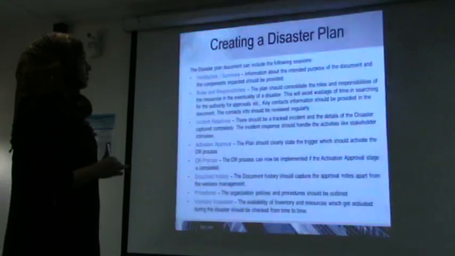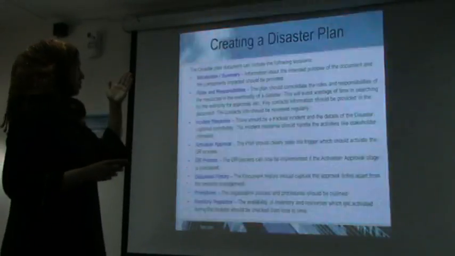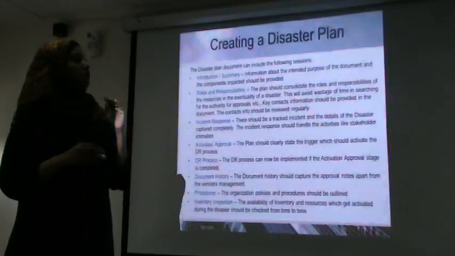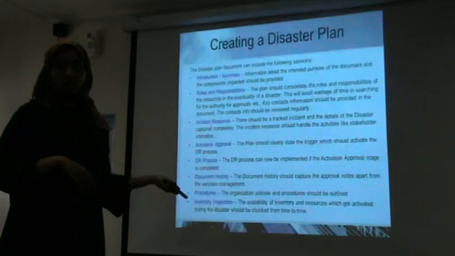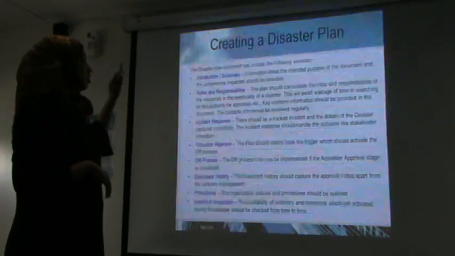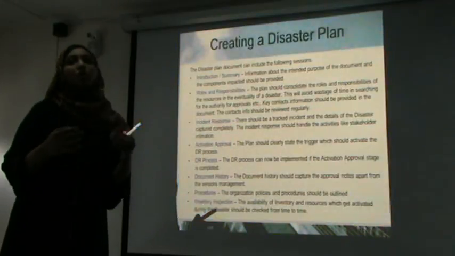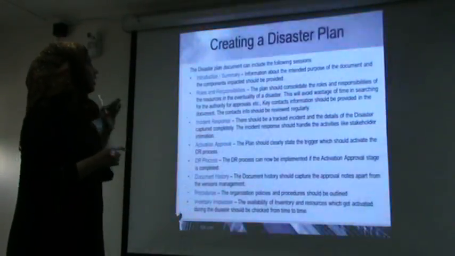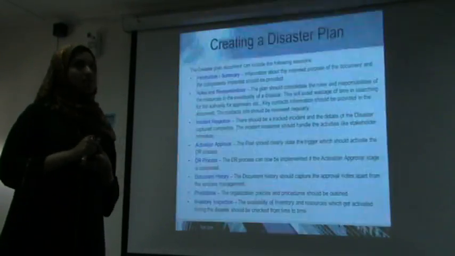The next process is about how to create a disaster plan document. Basically, it's about a document. The disaster plan document can include the following points. It's not necessary that it should stick to it, okay? But it's better if it could include all this, or it could include more or less depending on the organization. Most of the general disaster plan documents include these things.